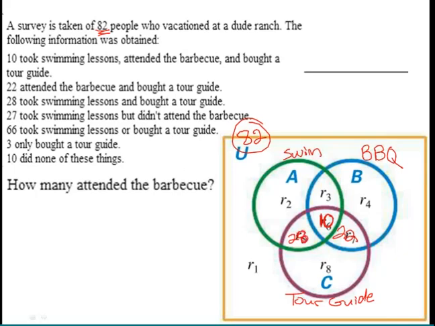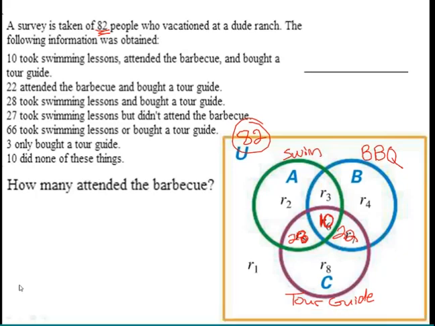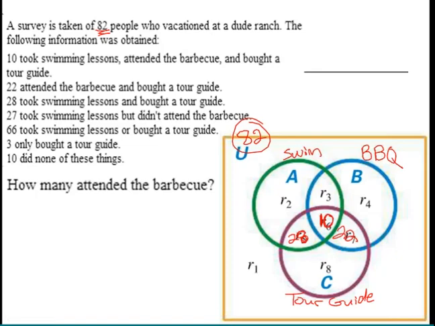Then 27 took swimming lessons but didn't attend the barbecue. So they swam but did not barbecue. Now we're running into our problem with the way the information seems to set itself up. What we're overlooking here is that the 28 and the 10 need to be the total amount of people that took swimming lessons and bought a tour guide. So we have to take into consideration that we already said 10 people swam and got a tour guide. They're not giving us data completely separate.